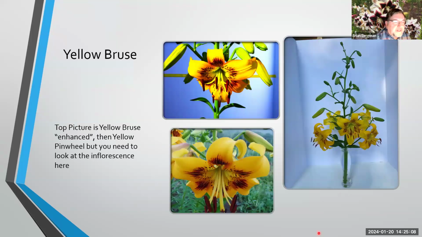Now, my Yellow Bruce looks more like the right-hand side. See the size of the inflorescence and the shape? That's not the same as the Lily Company's, the previous one. Now, I did some photoshopping, not as good, but you can see how the brush mark can change when you do some photoshopping. And you notice the brush mark on the right-hand side for Yellow Bruce. It's sort of in between. It's not quite as strong as Pinwheel.